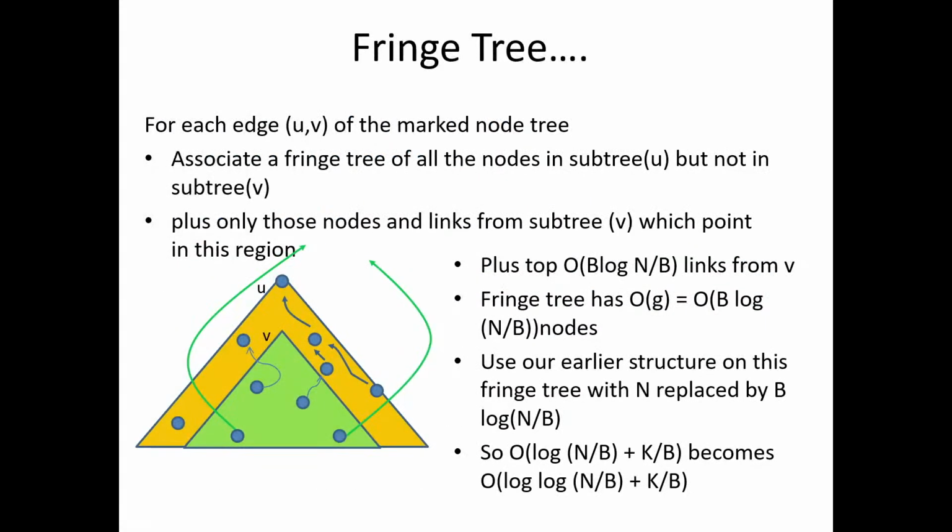If V is a marked node and U is its parent marked node, then this whole part is called the fringe part of V. So what we do is, within V, we explicitly maintain the top k. And for this part, we can recurse again, right? When we recurse, we get O of log n over B plus k over B. Again, still not optimal, but we converted log n over B to log log n over B. So you can see where it's going now.